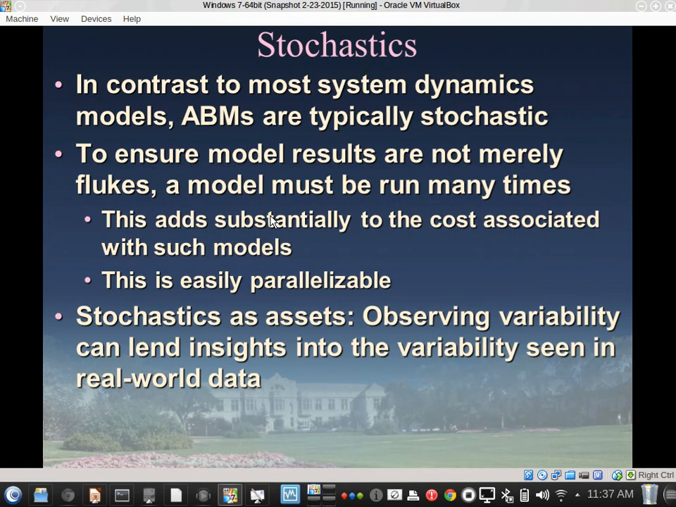Now, in contrast to system dynamics models, which are typically deterministic, meaning you run them once for a given set of assumptions, you get exactly the same thing, agent-based models are typically stochastic. Now, that's a fancy term, but what it basically means is that there's chance in the model over time. There are probabilities rather than certainty. And so generally speaking, you have to run the model many times. We say that we need to put in place a Monte Carlo ensemble.